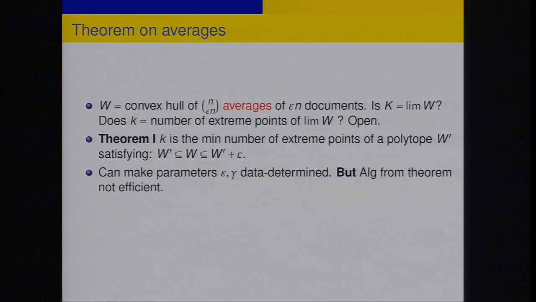Okay, so I started by saying I want a purely data determined definition of K. This doesn't seem to be, because there are these parameters. It turns out you can make them purely data determined. I won't go into the details of that, because I now want to focus on the algorithm, which will be efficient. This algorithm is not efficient. Obviously, it's exponential time. I've got to take the averages of all these points and convex solve.